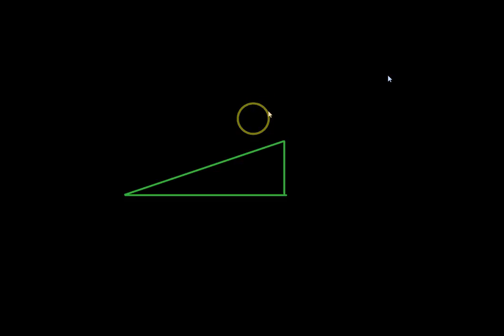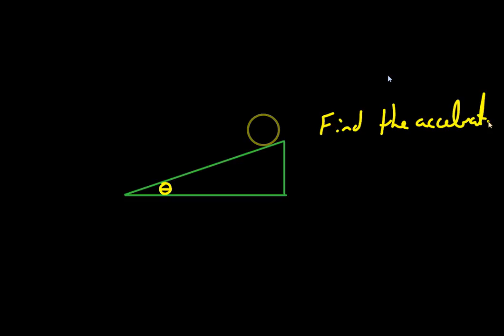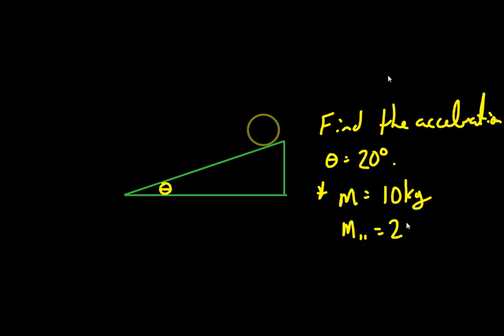So we put a ball on the surface, and this is theta. I can say to you, find the acceleration if theta equals, say, 20 degrees. Note, m equals 10 kilograms, and then m2, you're going to do it again with a 20 kilogram ball. Which one will have the higher acceleration?